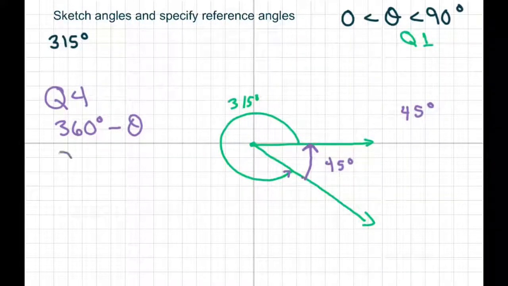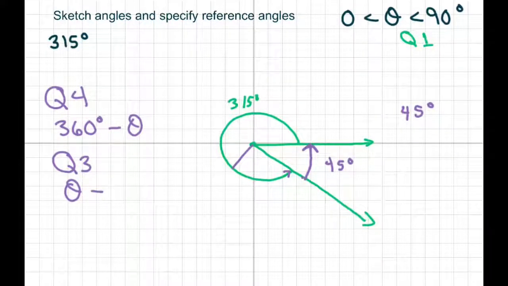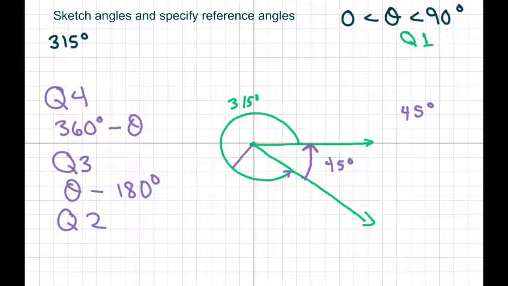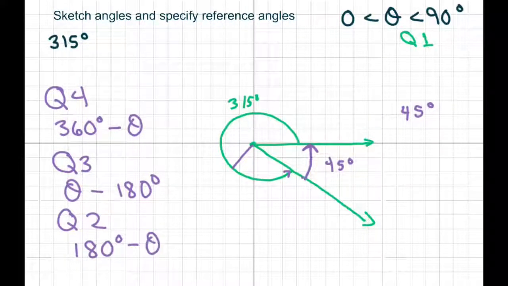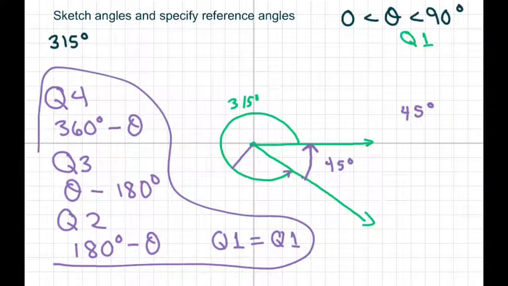If it was in quadrant 3, you draw up, you take your angle minus 180. If it's in quadrant 2, you take 180 minus your angle. And then quadrant 1 is just quadrant 1 because that would be the reference angle. So those are the basic guidelines for when you're in degrees.